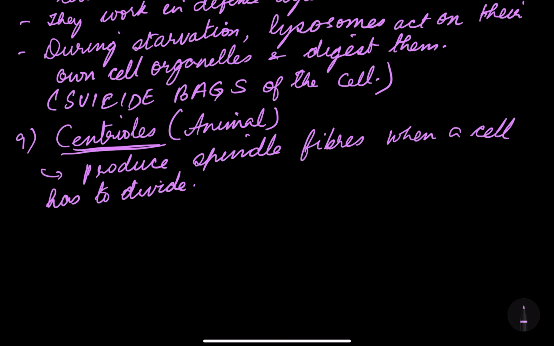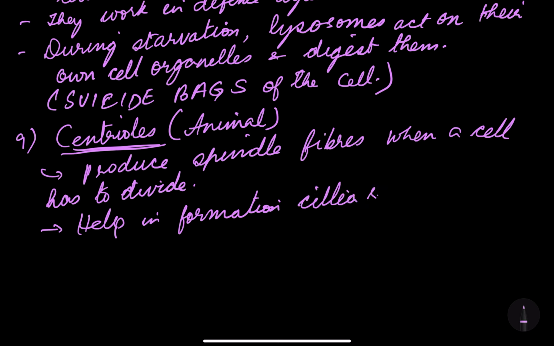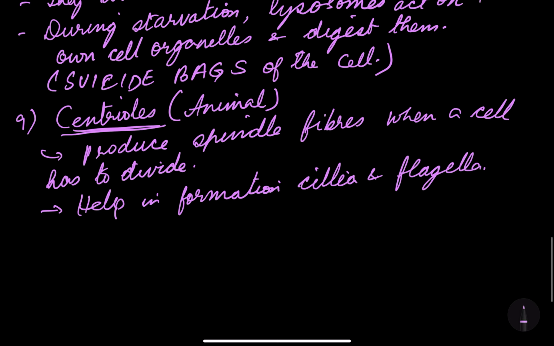So they are involved in cell division, you can say, and they also help in formation of cilia and flagella. Now these are the organs involved in locomotion in lower life forms, both cilia and flagella.